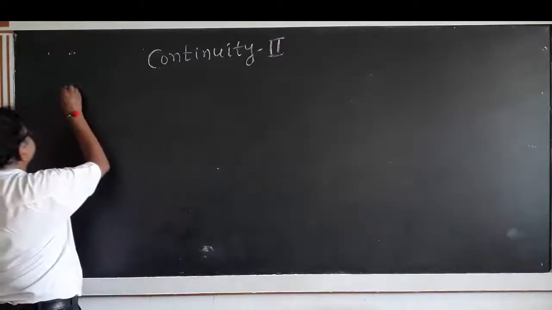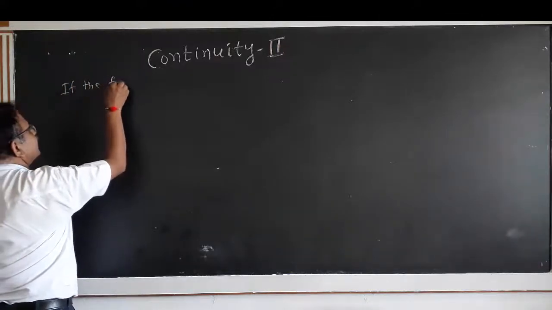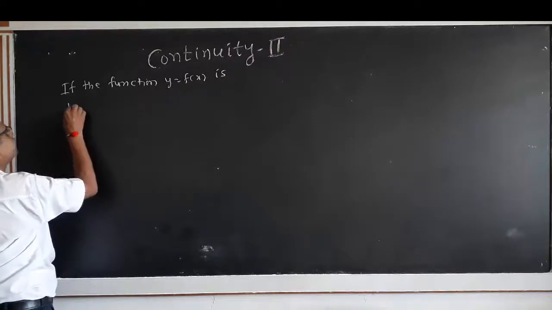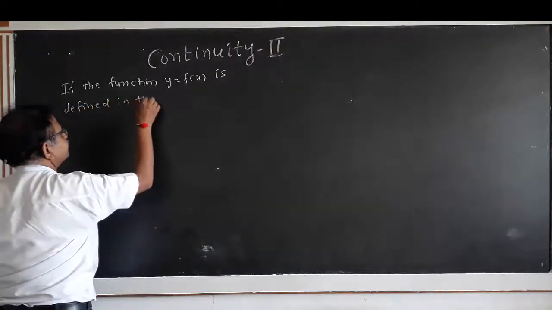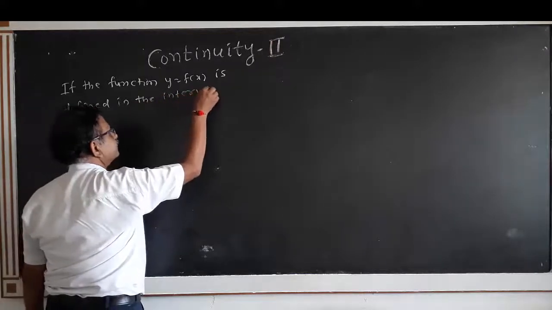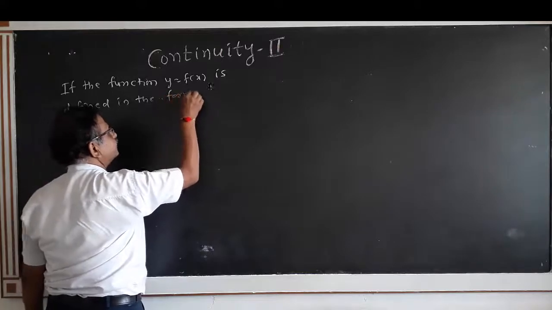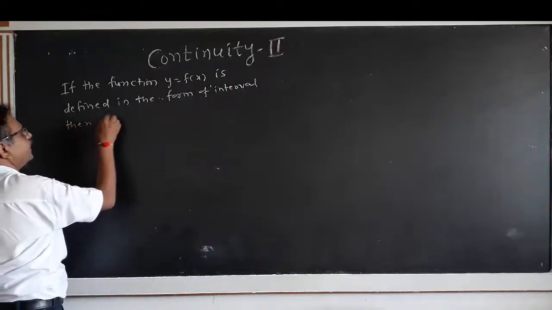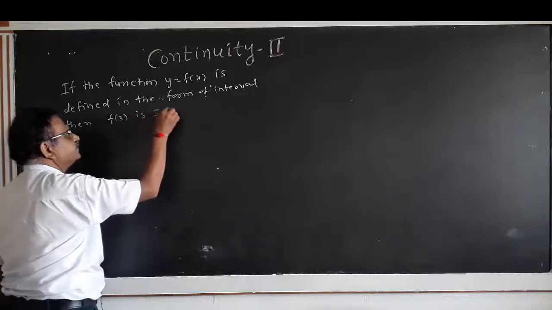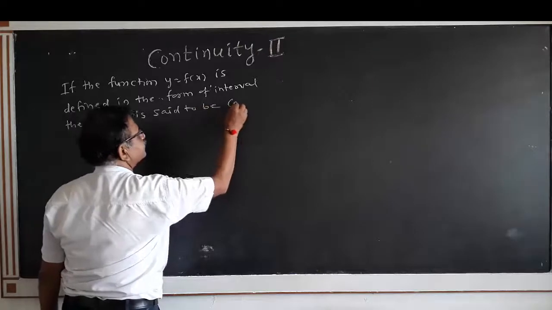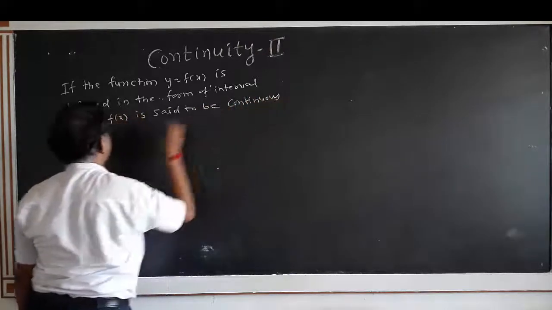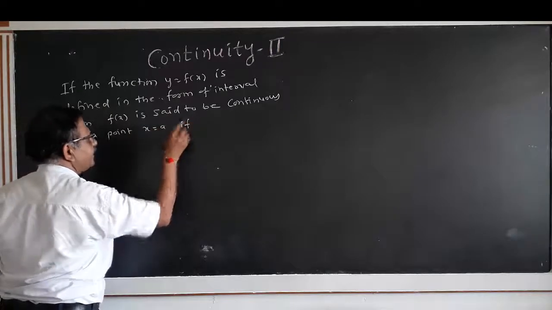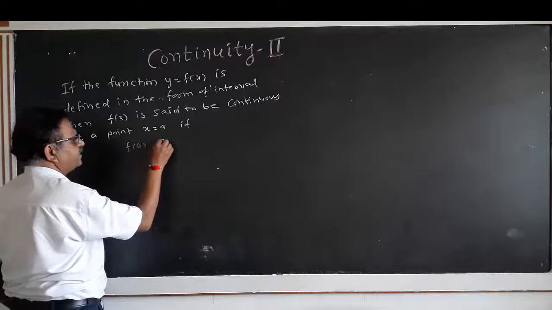If the function fx is defined in the interval, in the form of interval, then fx is said to be continuous at a point x equal to a if, first, f of a exists.